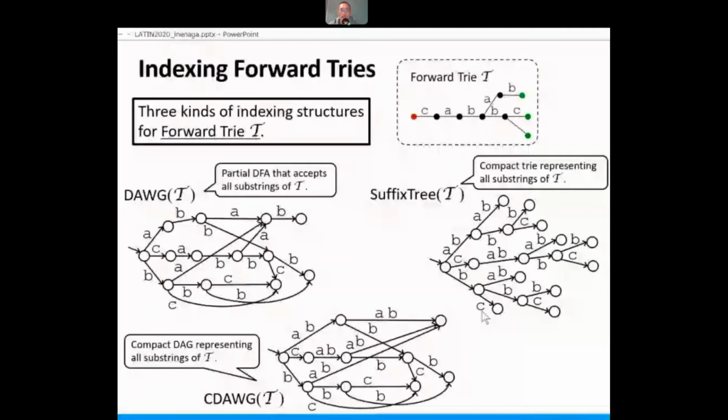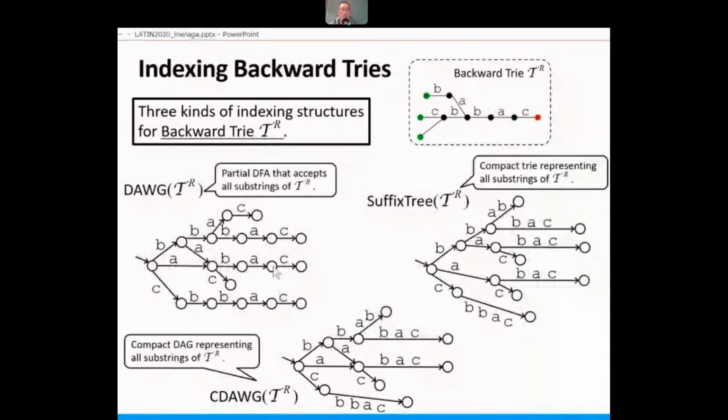So this can be seen as a kind of generalization of automaton where each transition can be labeled by a string, not necessarily by a single character. And this represents all the substrings that appear in this forward trie. The third one is the CDAWG, or compact directed acyclic word graph, which is a compact DAG representing all substrings of T. We also consider these three kinds of indexing structures for backward trie as well. So in total, we have six different kinds of indexing structures.